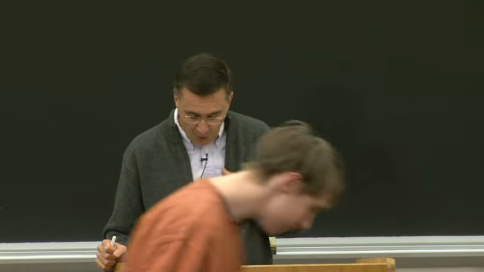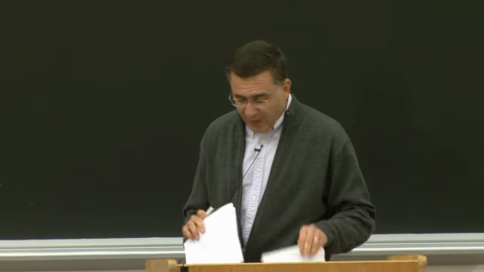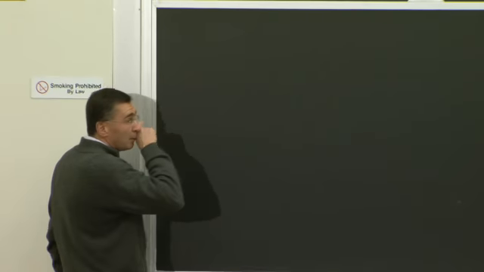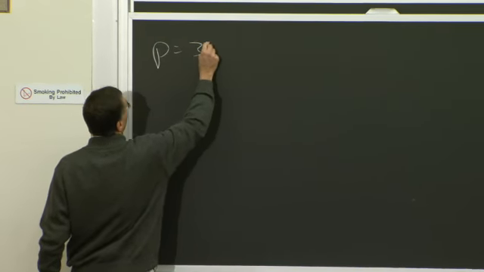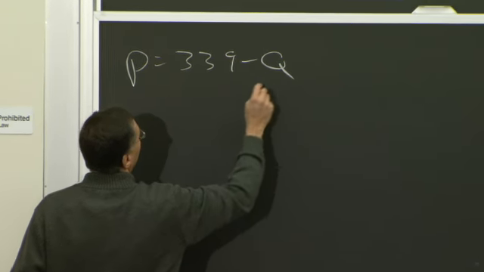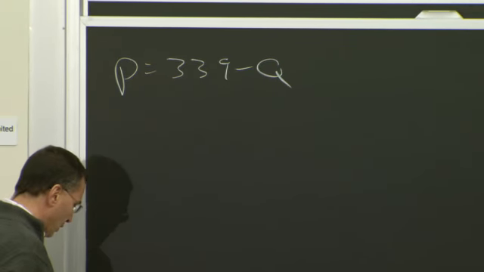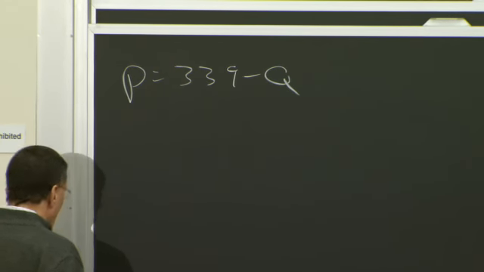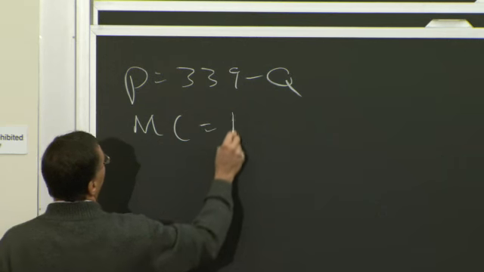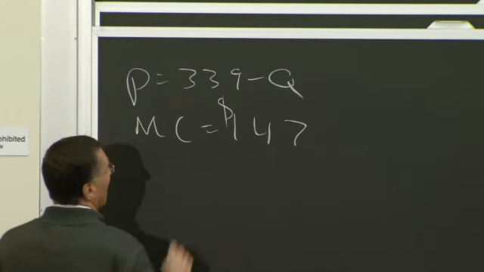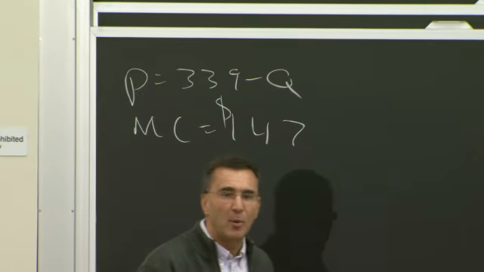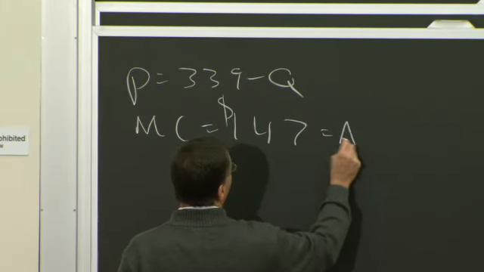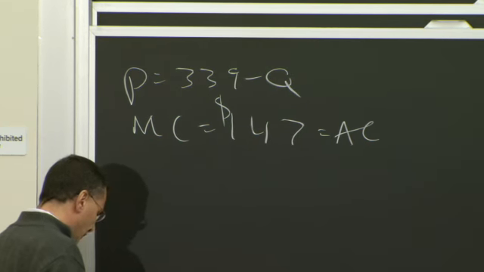If you recall the example from last time, we had a demand curve of the form P equals 339 minus Q, where Q is in thousands of passengers per month. And we had a marginal cost of $147, and we have flat marginal cost. So average cost equals marginal cost, which equals 147.